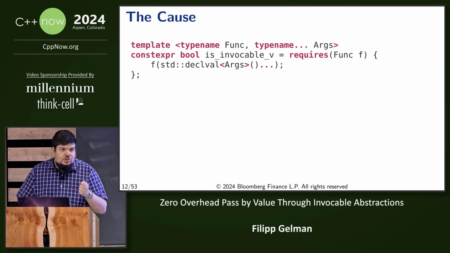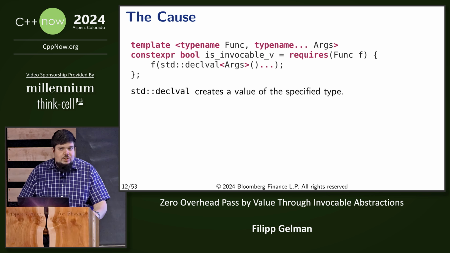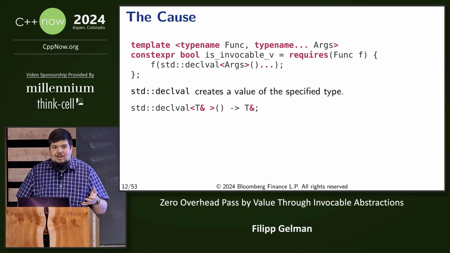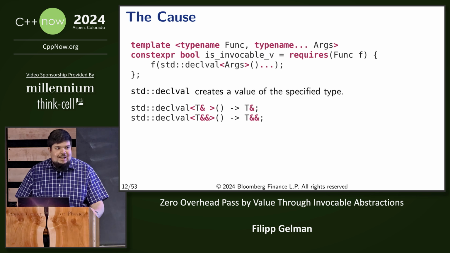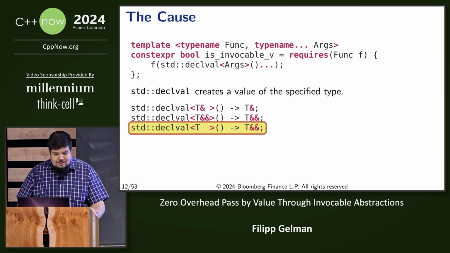Now, declval is supposed to be able to create objects out of nothing for the purpose of templates and stuff, without having to worry about how those objects can be constructed. So I can just conjure args from nowhere. And declval respects the value categories that we ask of it. So if we ask it for an L value reference, we get an L value reference. R value reference gives us an R value reference. But if we ask it for a value, we get an R value reference. And that's not really what we want to happen here.